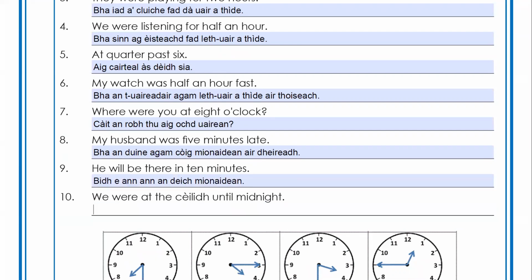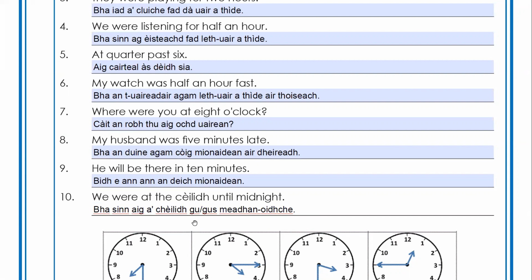We were at the ceilidh until midnight. Bha sinn aig a' chèilidh until midnight. So gu or gus, mean oidhche, midnight. So we had mean oidhche, midnight. We should probably have a break now. Bha sinn aig a' chèilidh gu meadhan-oidhche.